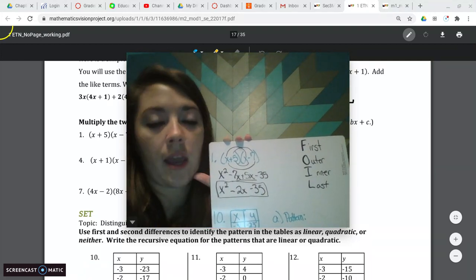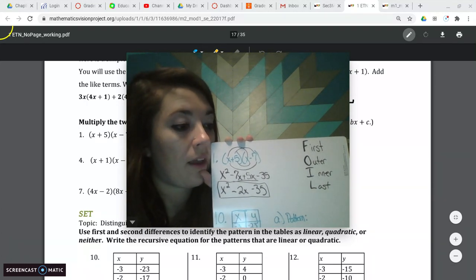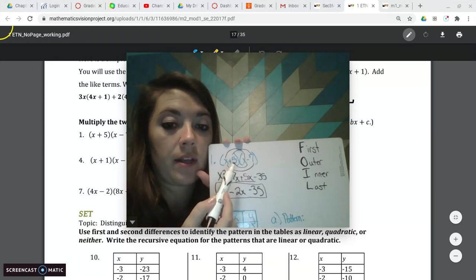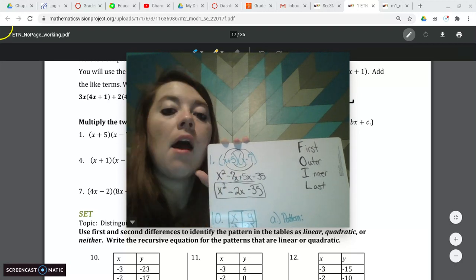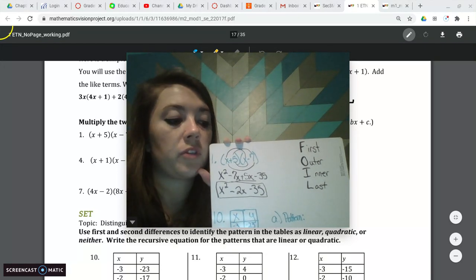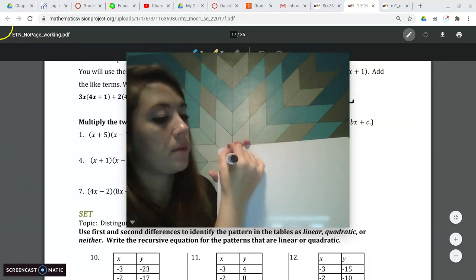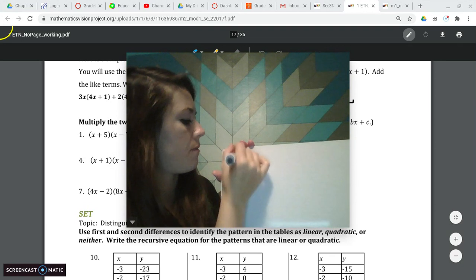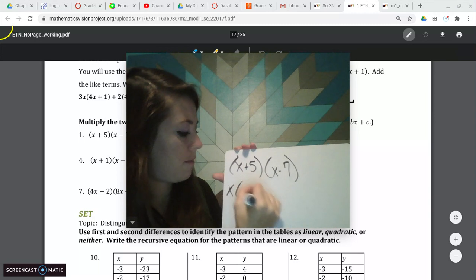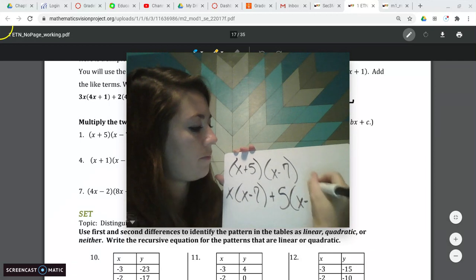Now, like I said, you can use the distributive property. That just means you're taking the x times the x and the negative 7, and the 5 times the x and the negative 7, and then combining terms. So it works out the same in the end. I'll go ahead and show you that as well. Let's see, x plus 5, x minus 7. So we're going to have x times x minus 7 plus 5 times x minus 7.